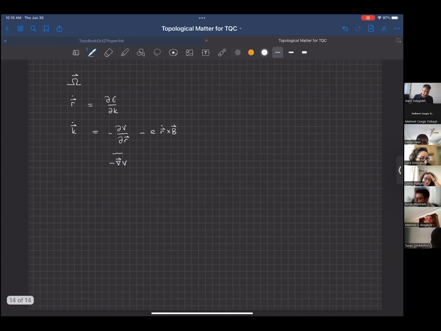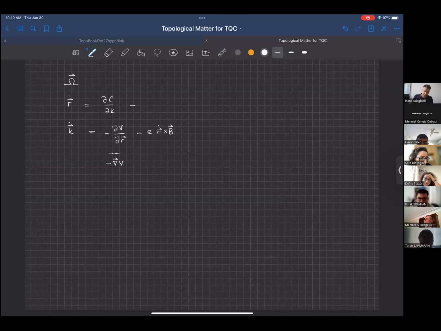Now, if you have Berry curvature, and most of the time you do, you actually have a term like this, k dot cross omega. You see that the Berry curvature looks as if you have a magnetic field in real space that gives you a kind of Lorentz force on the momentum. And then you have a Berry curvature in the momentum space that gives you an effective magnetic field that tries to turn your velocity, right?